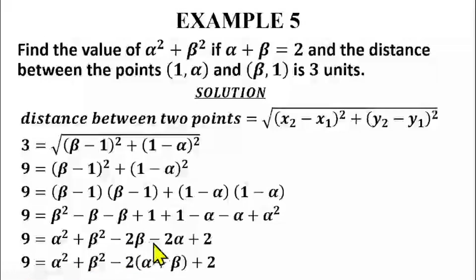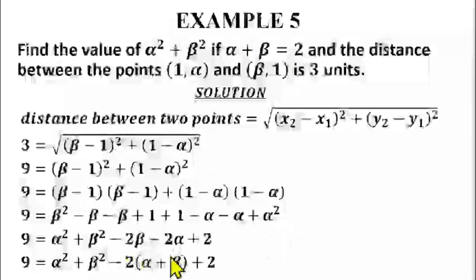We can factorize minus 2 here. Minus 2 is common to this and this. We factorize minus 2. You have minus 2 into bracket alpha plus beta. So I've rearranged this one. It's supposed to be minus 2 into bracket beta plus alpha, but beta plus alpha is the same as alpha plus beta. So it's minus 2 into alpha plus beta, plus 2. Do we understand that? So we are given the value of alpha plus beta. They said that one is 2.